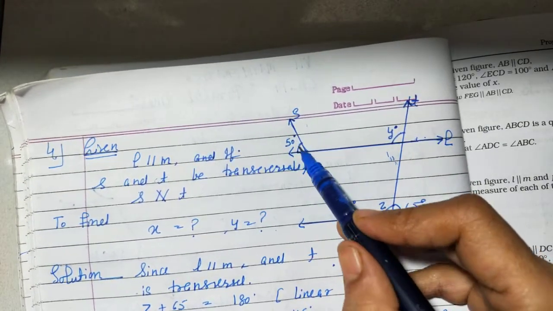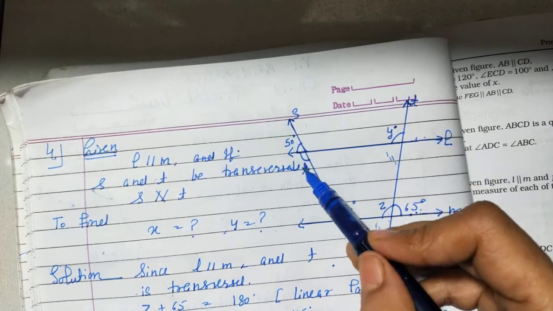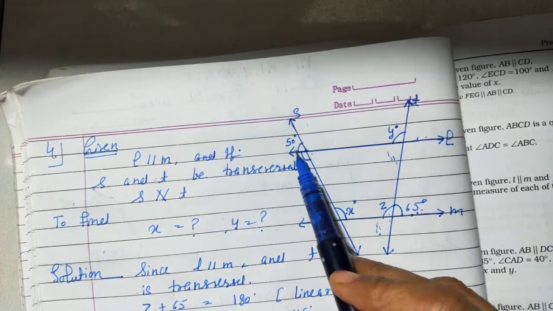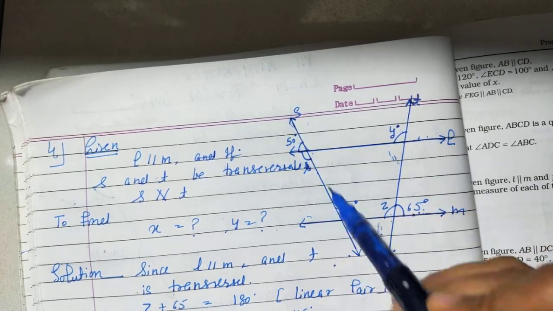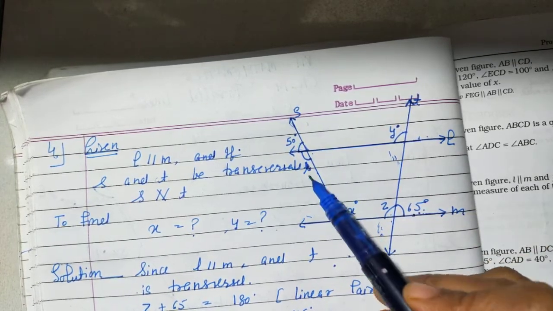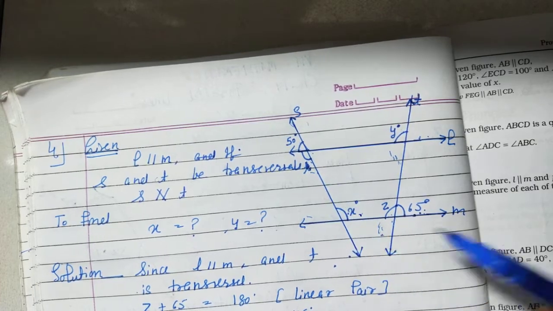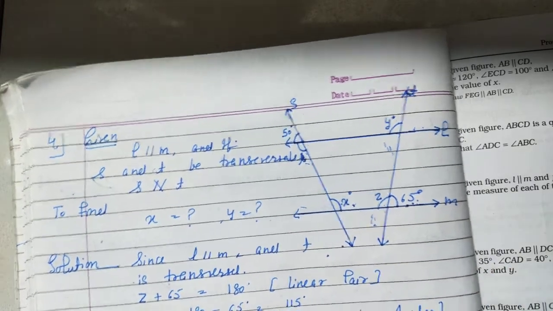Then 50 plus T is equal to 180, again linear pair. Then you can say T is equal to X, because both of these lines are parallel and S is a transversal. Then T is equal to X, alternate interior angles, and you will find our X. Okay, have a look at the written solution now.